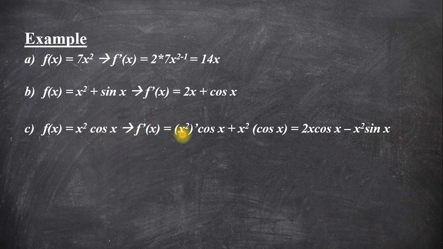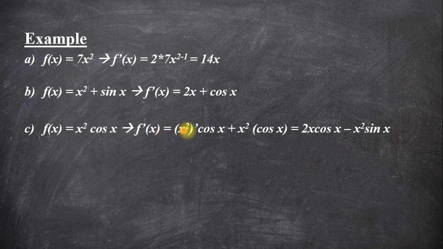F prime at x is equal to the derivative of the first times cos x plus the first times the derivative of the second. The value that comes is the derivative of this function. Okay, it's very simple also.